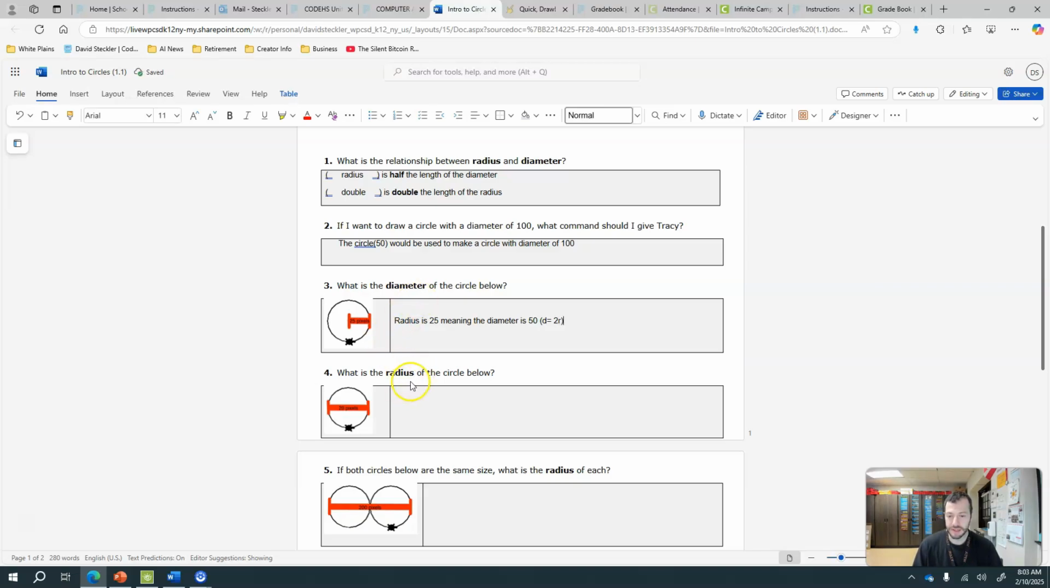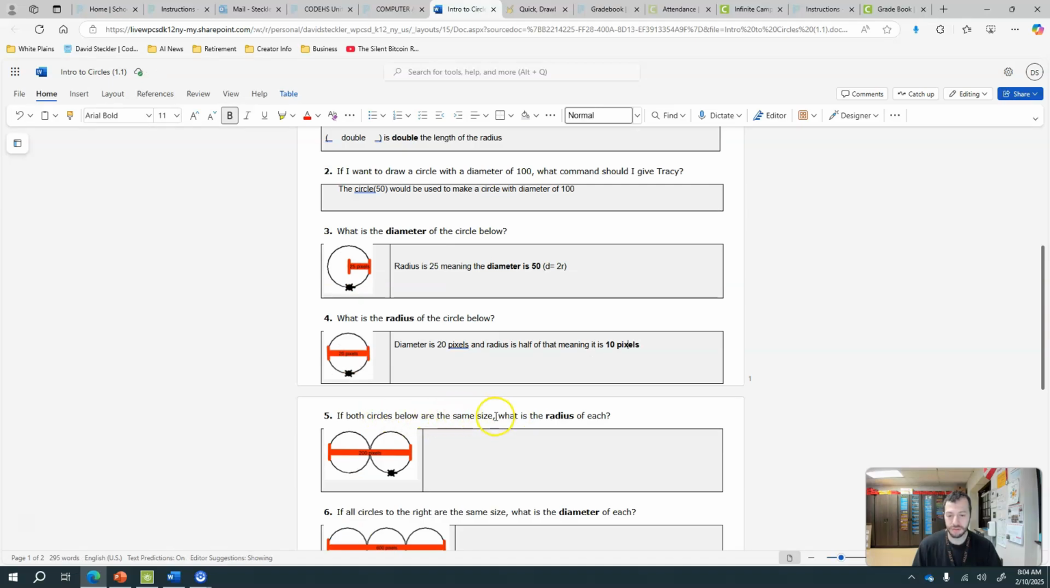What is the radius of the circle below? We're given the diameter is 20 pixels, and radius is half of that, meaning it is 10 pixels. So we got 10 pixels for this. Maybe I'll bold some of these just so you see the answer. So the radius is 25, meaning the diameter is 50. That would be the answer. The diameter is 50. This one would be 10 pixels.